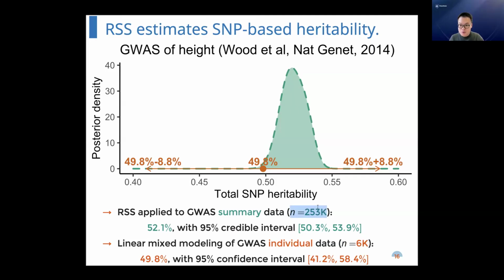Due to the larger sample size, it's not surprising at all that we are getting a more accurate result by lowering the level of uncertainty. Essentially, the credible interval is a lot tighter. It's a lot narrower than the corresponding confidence interval.